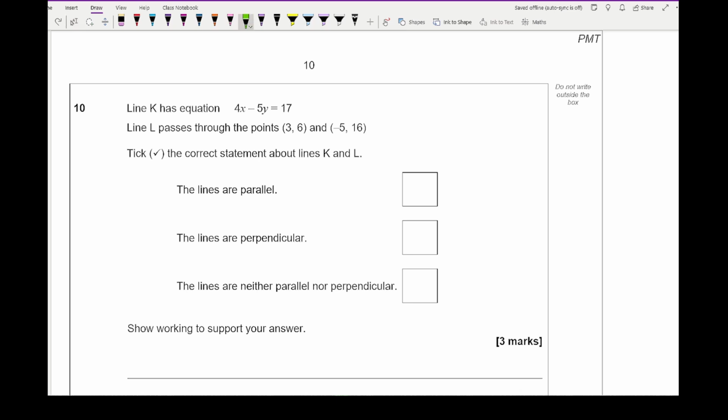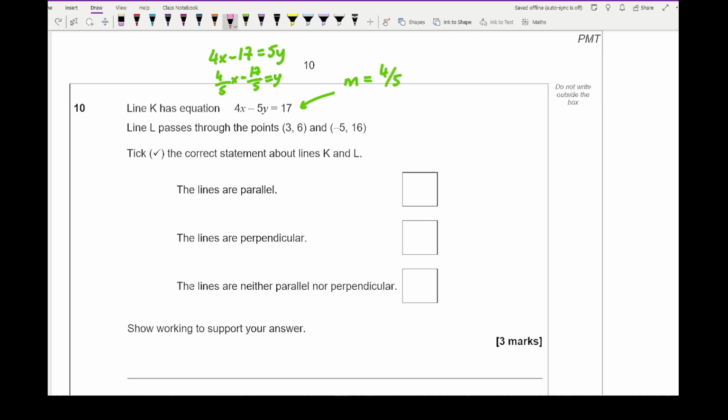So for this, what we need to do is first of all find the gradient of each of those lines. So for this, my m value is when we make y the subject. So I'm going to end up with 4x minus 17 equals 5y. So then I end up with 4 divided by 5 x minus 17 over 5 equals y. So the gradient of line K is going to be 4/5.